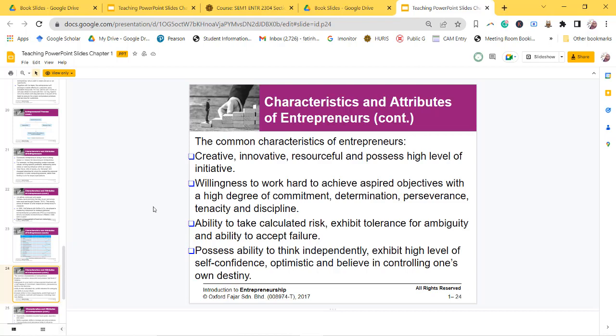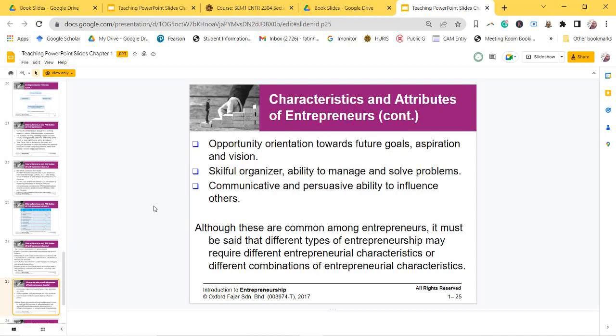Optimistic. Opportunity orientation towards future goals. Organizer, manage to solve problems, communicative, and you need to persuade your customer lah. If you do not have communication skills, it's hard to pursue your profit.